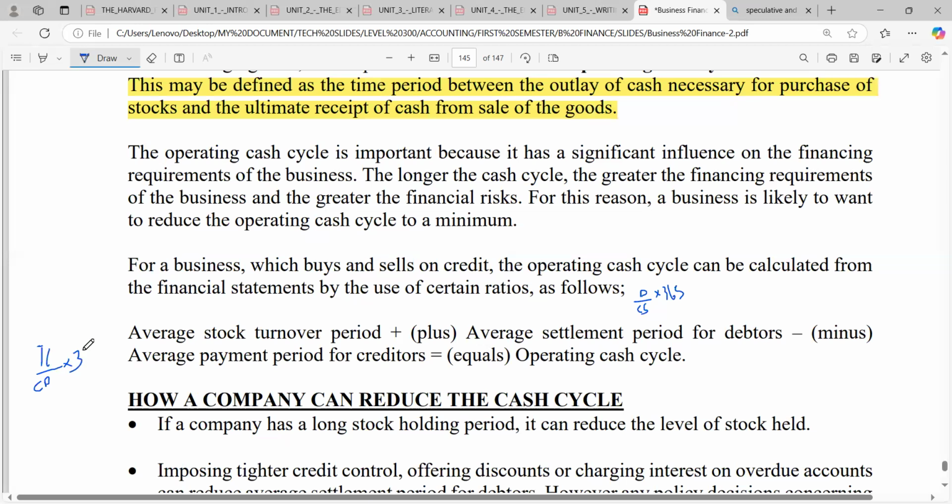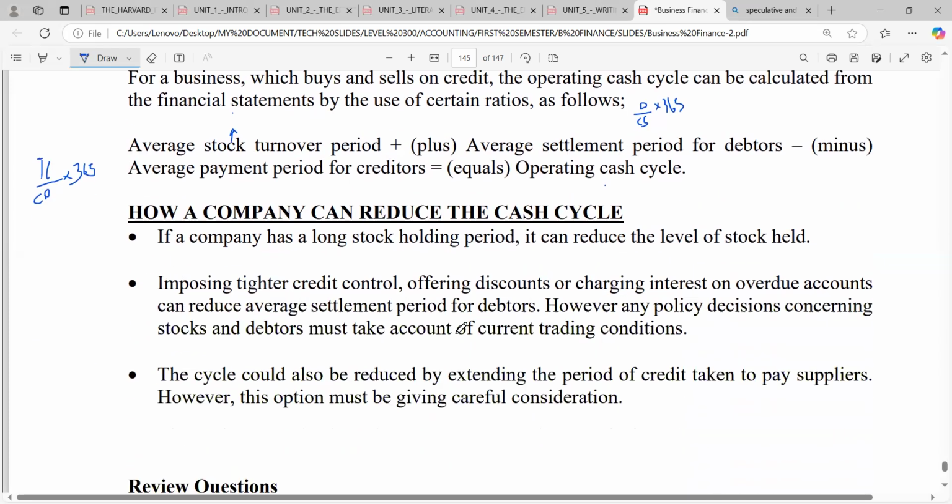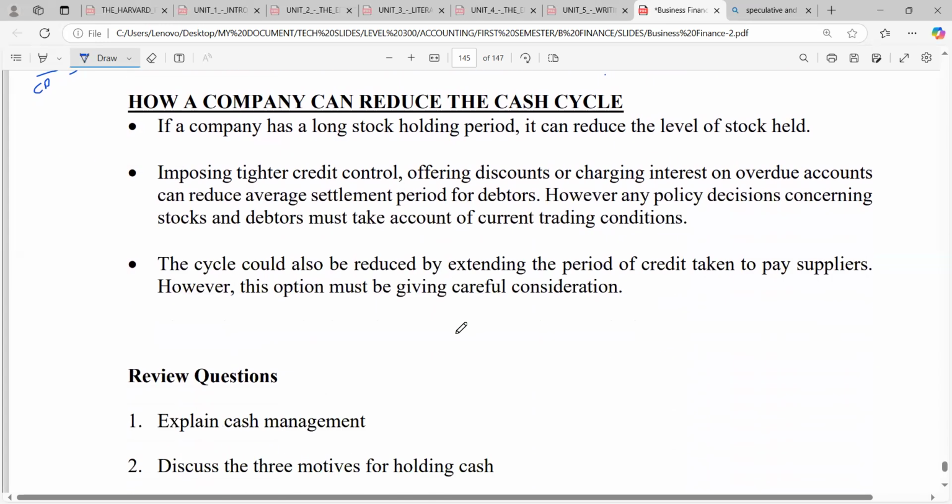So this is how you want to do it. This one we already know, that is the average stock divided by the cost of sales, multiplied by 365 days. When you add these, you'll be able to tell the cash cycle you have. You can tell the amount you have within that period, or the minimum cash you can have within that period. So how to reduce it, you need to look at it yourself.